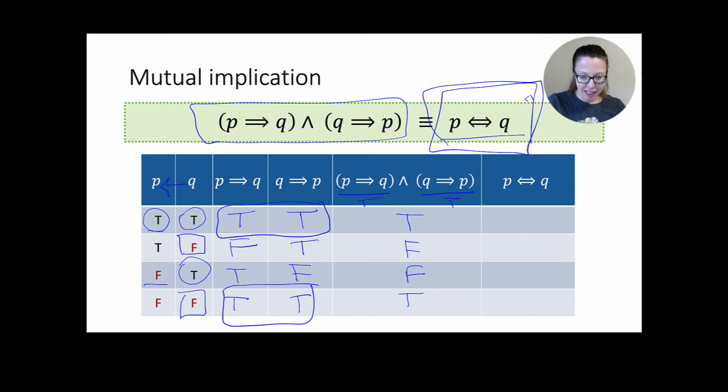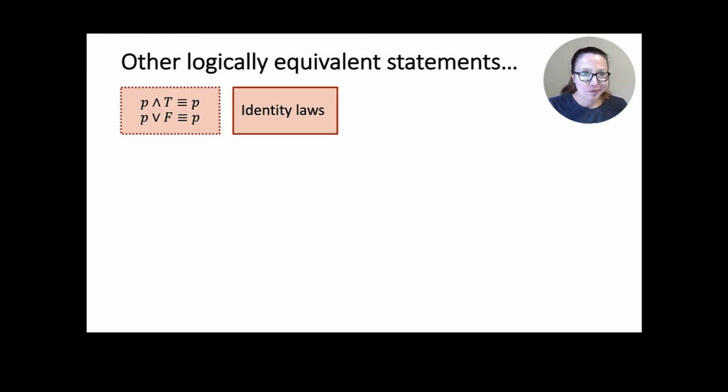And if we look at our truth values of P and Q, they're the same only in those first and last rows. And this shows that mutual implication, P implies Q and Q implies P, is equivalent to saying P if and only if Q. Both P and Q have the same truth values. There are many other logically equivalent statements, and we'll just list a few.